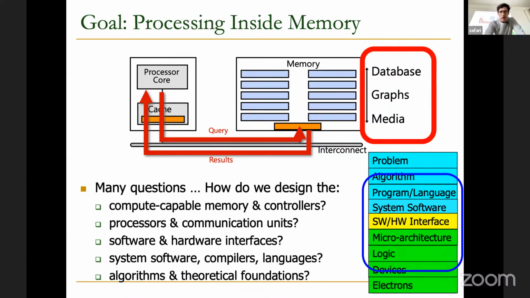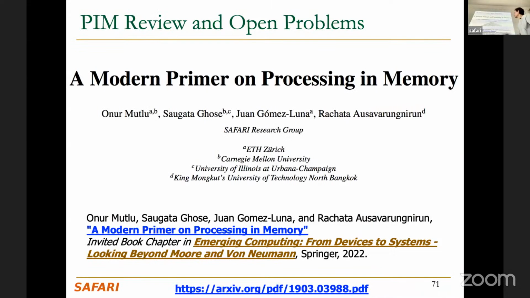efficient and high performance. For a thorough introduction to processing in memory, I can recommend this reading, A Modern Primer on Processing in Memory. It's a book chapter that we wrote a couple of years ago, and it's publicly available and freely accessible in arXiv. We will talk about several of the works that are presented in this book chapter. We are going to introduce them in this lecture.